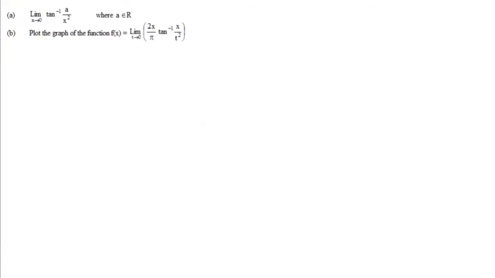Now here the question is, we need to find this limit x tends to 0, tan inverse A upon x square. Now if we put x tends to 0, it will be A into infinite, and A into infinite can be positive and it can also be negative. So we have three cases.